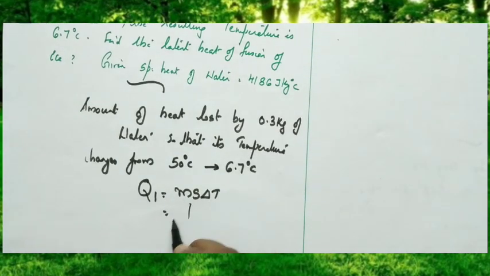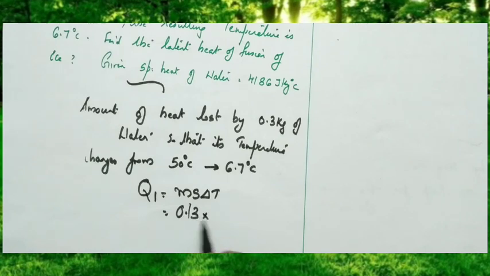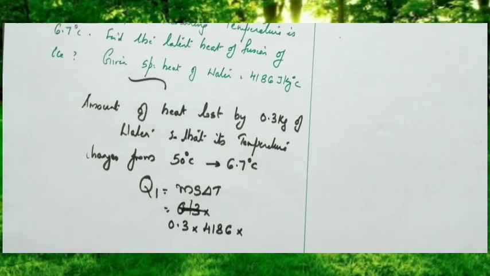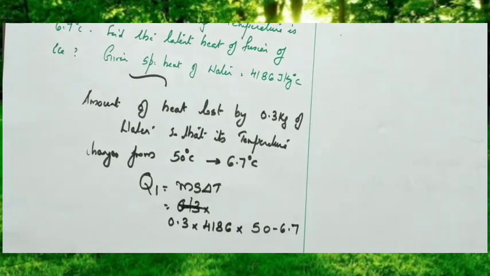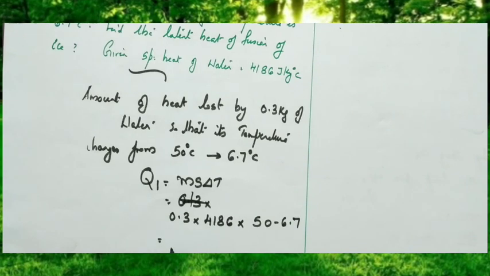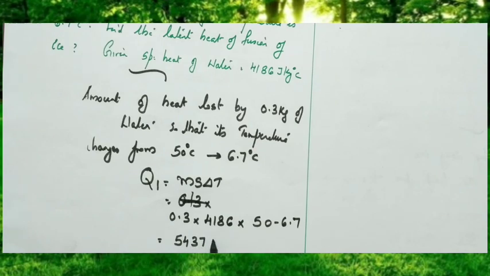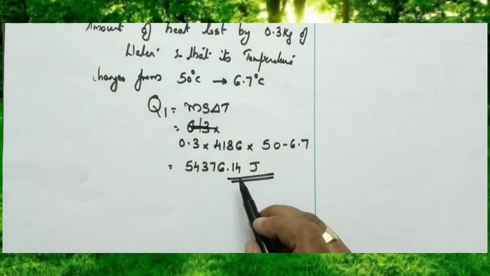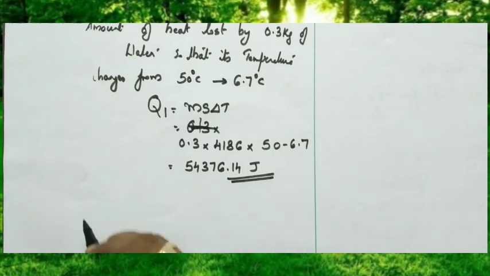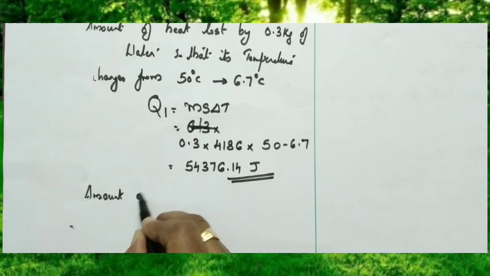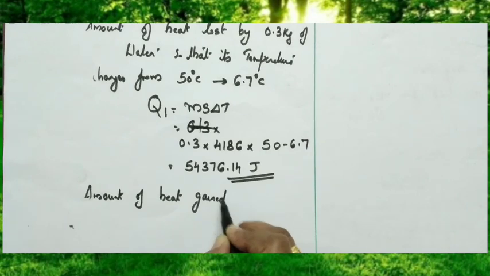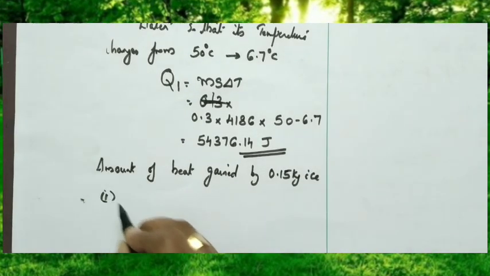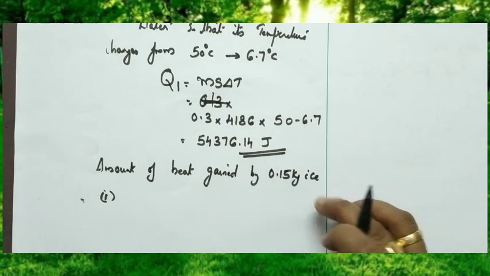M represents the mass of water, that is how much is the mass of water? 0.3, into specific heat capacity of water 4186, into what is the change in temperature? 50 minus 6.7. And after simplification you will get the answer as 5437.6, this much joule. And this quantity of heat is absorbed by 0.15 kilogram of ice, isn't it? So the amount of heat gained by 0.15 kilogram of ice. First one, when 0.15 kilogram of ice gains some amount of heat, it is at 0 degrees Celsius. No?